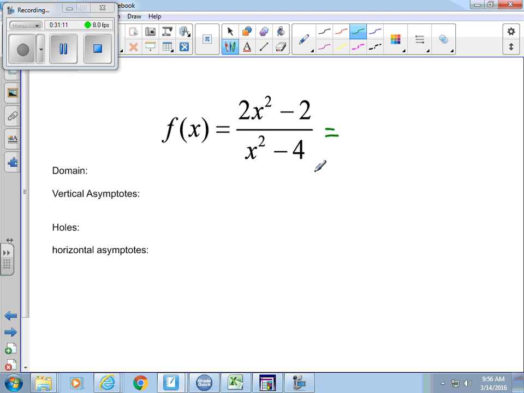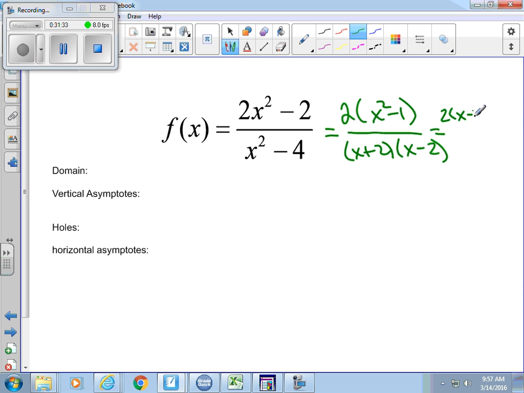I need to factor both the top and the bottom. The top has a greatest common factor of 2. Is that as far as I can factor the top? No, we could do a difference of perfect squares. If the top does not factor, but the bottom does factor, would you agree they probably have nothing in common? No common factors, so probably everything on the bottom is a vertical asymptote if the top does not factor.